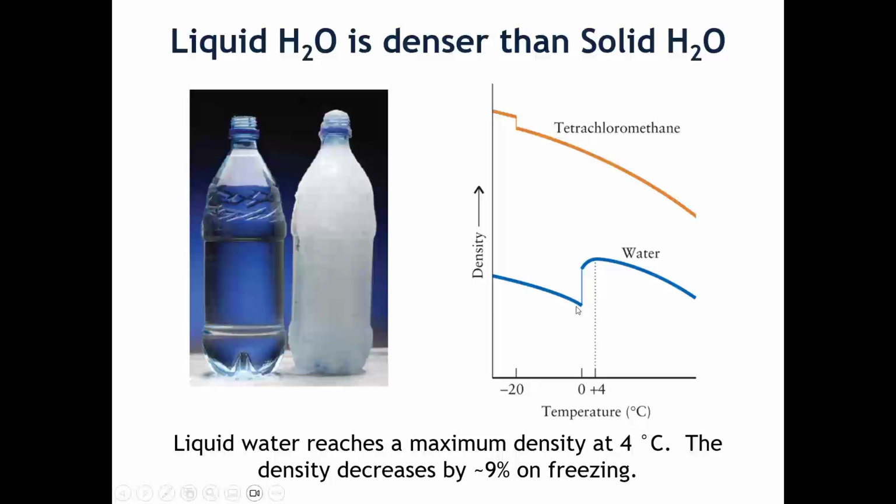I mean, imagine what nature would be like if the opposite were true. It means that lakes and rivers would freeze from the bottom up, or even if they froze at the top, the ice would sink to the bottom. That will have major implications for aquatic life on our planet. And in fact, the density decrease is not that small. The density goes down by about 9% on freezing. And this is unusual. Most substances, here's tetrachloromethane, actually become more dense when they go into the solid state.